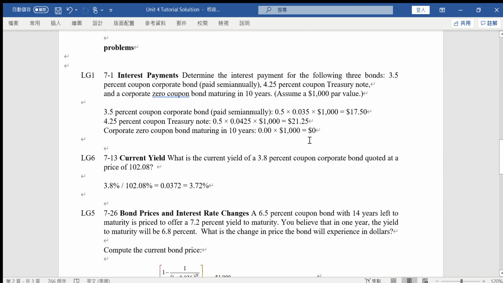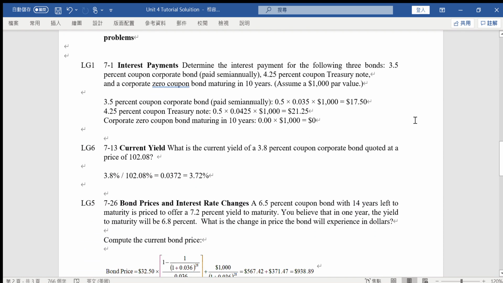Okay, then the other one is about the interest payment. It gives you three different kinds of bonds. The first one is a 3.5% coupon corporate bond, and you also indicate this corporate bond is paid semi-annually. For a corporate bond, you should indicate. But for government treasury bills and treasury bonds, those are always paid semi-annually, and that's why you may not indicate any. Then the other one is the treasury note. This one doesn't indicate, but that should be semi-annual also.